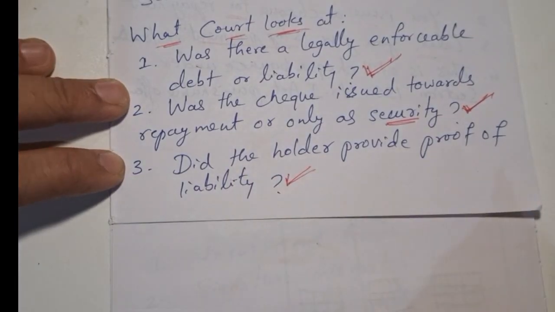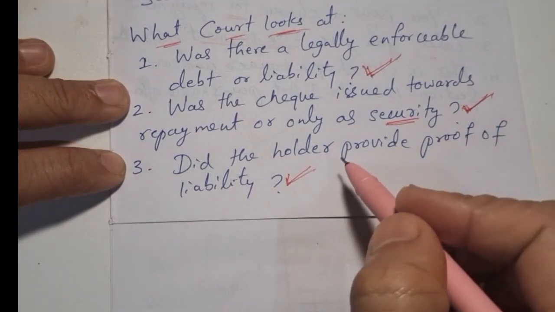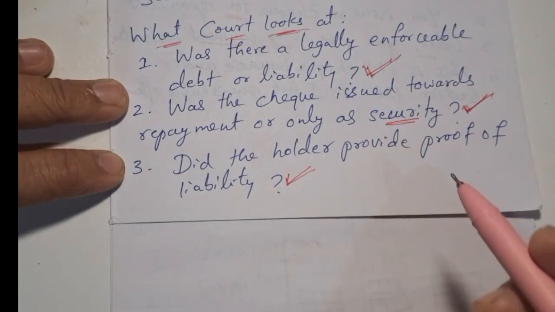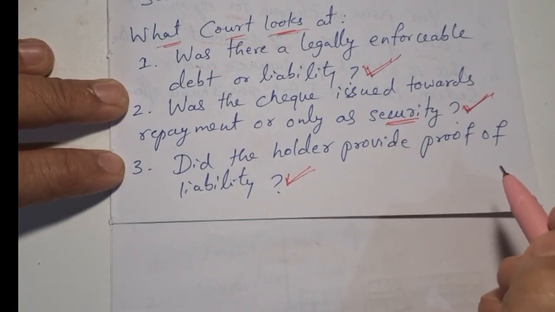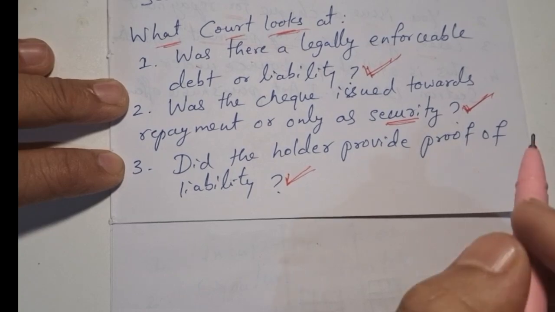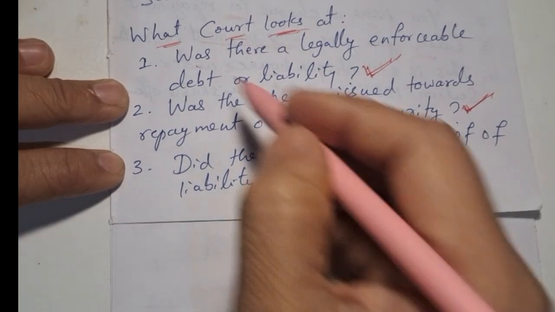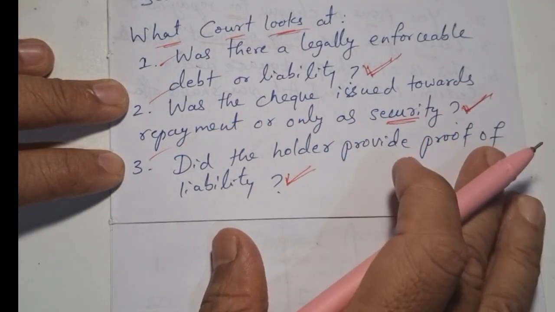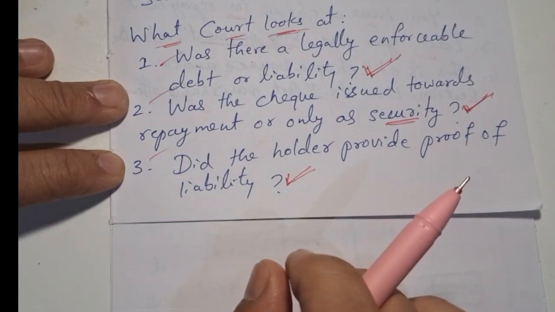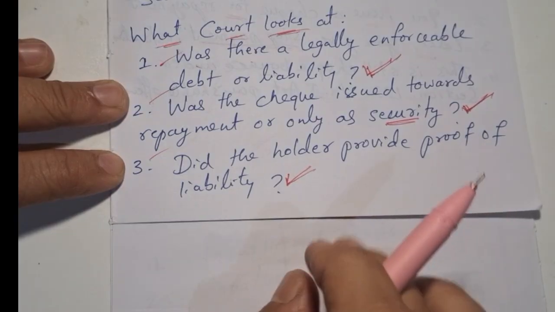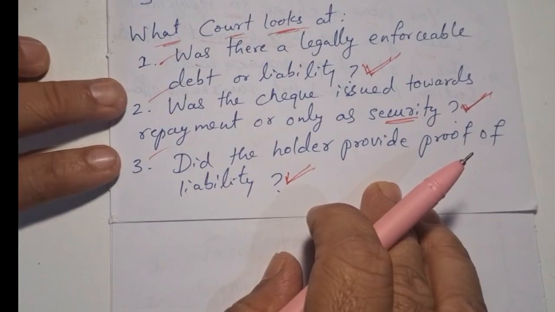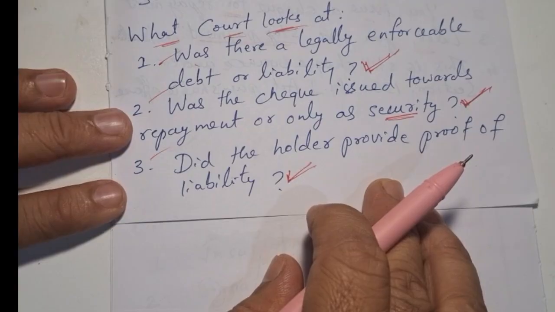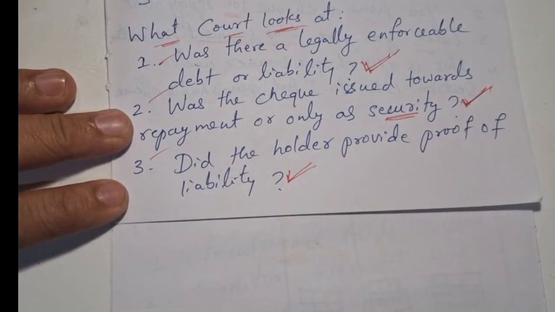So basically, again, it is on the complainant in the court to prove that there was some legally enforceable debt or liability against which the check was issued. So these are the three main points the court is going to check, and if it fits, then the court is going to make sure that there was a debt under the section 138, and hence it is an offense under section 138, and they are going to take the case in favor of the complainant.